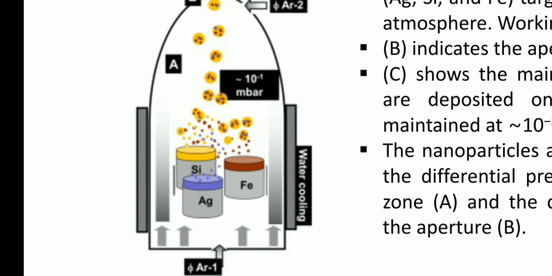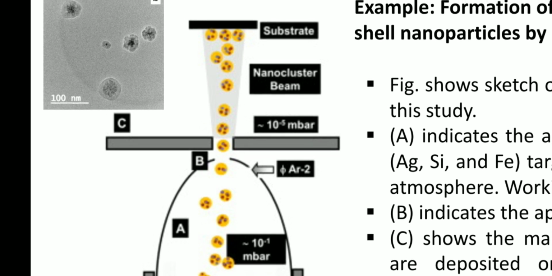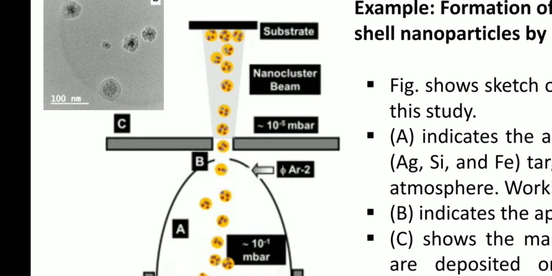Okay. So the pressure inside this chamber is 10⁻¹ millibar. Okay, so the pressure is sufficiently high because we have already inserted the inert gas for the generation of plasma to vaporize these nanoparticles. Then you can see that on the top of this chamber there is an aperture, which basically allows the nanoparticles to pass to another chamber, and in the upper section there is one more chamber.